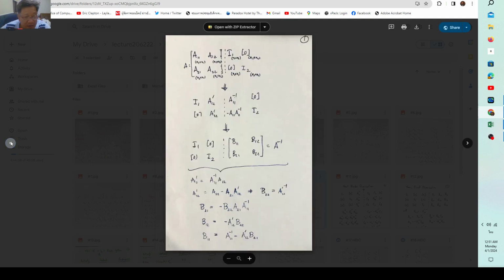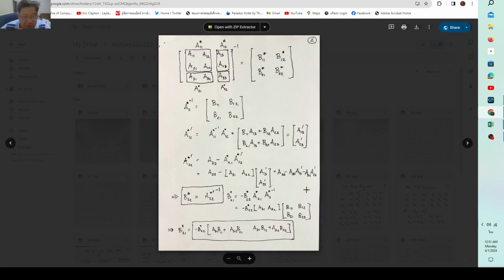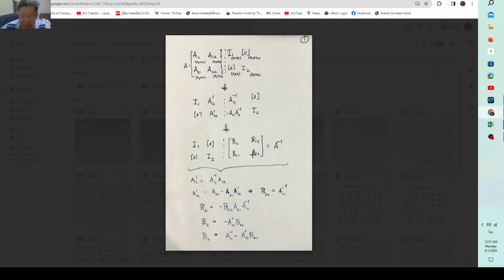So to find this one, A12 prime equals A11 inverse times A12. You can see this one becomes A11 star inverse times A12 star if you work with this notation. But you know that A12 star over here consists of these two submatrices, A13 and A23. And A11 inverse is already here. You have this partition computation from here. You get B11, B12, B21, B22.